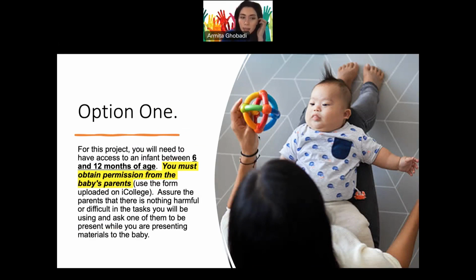Option number 1 is about an infant between 6 to 12 months. And all we're gonna do here is test their object permanence. You have to obtain permission for the babies from their parents. You already know about that because you had test 1 and you read study guide number 1. I put at least 2 bullet points for ethical consideration for children because it is so important. So make sure you have that permission, because without it I wouldn't grade your work. Just make sure you have it and you upload it.